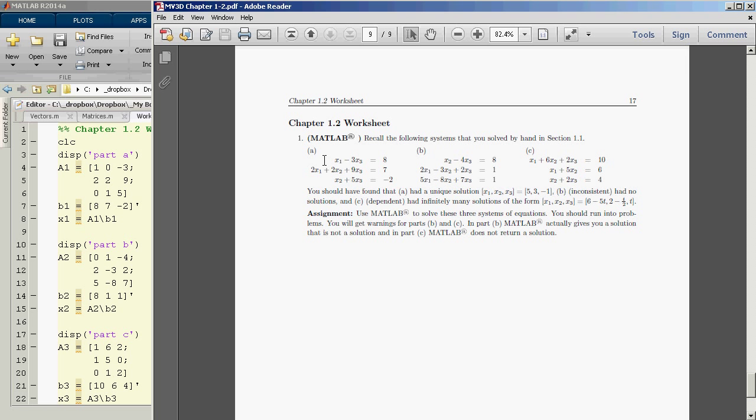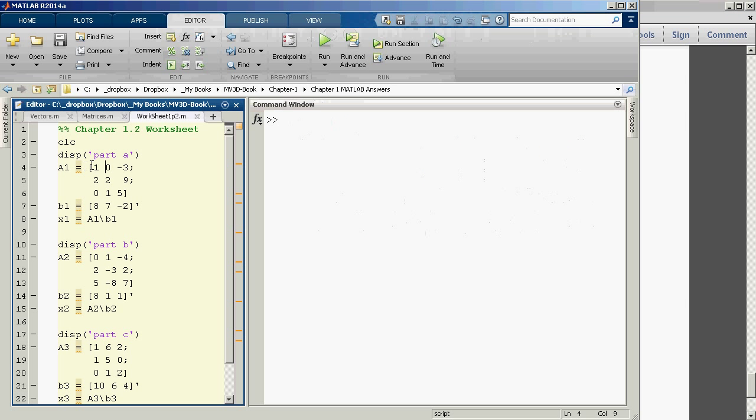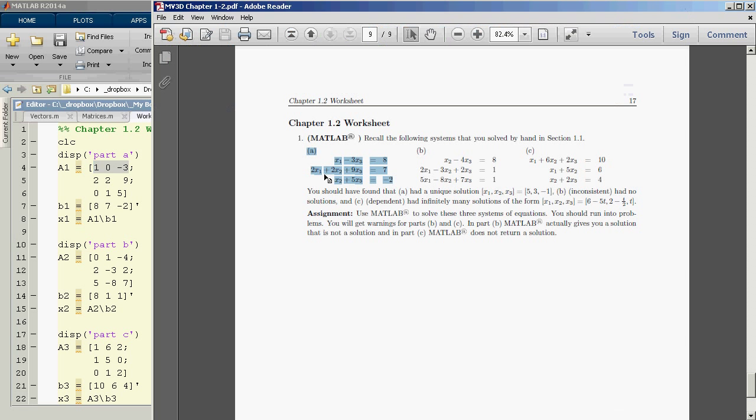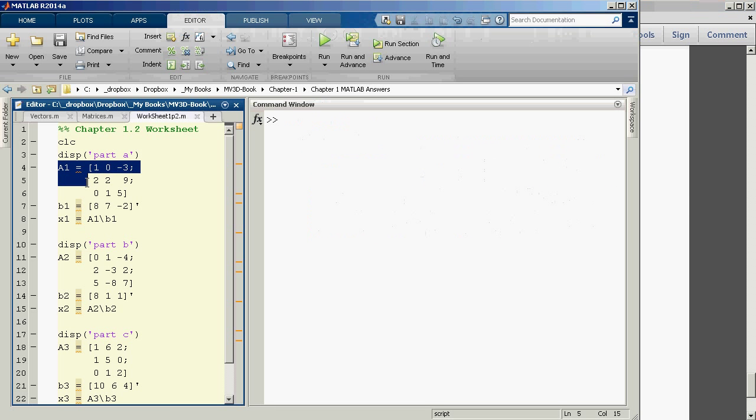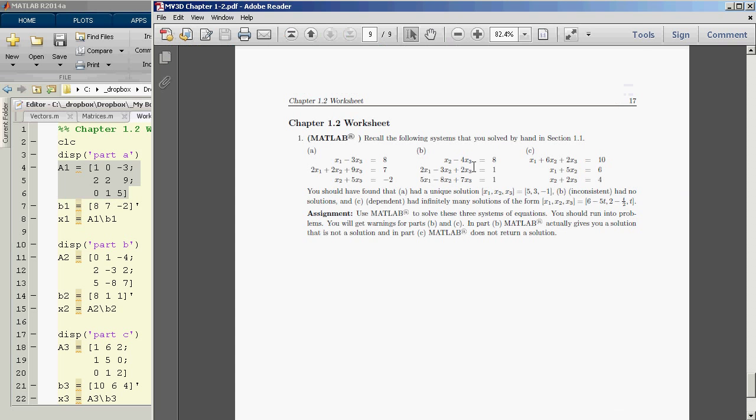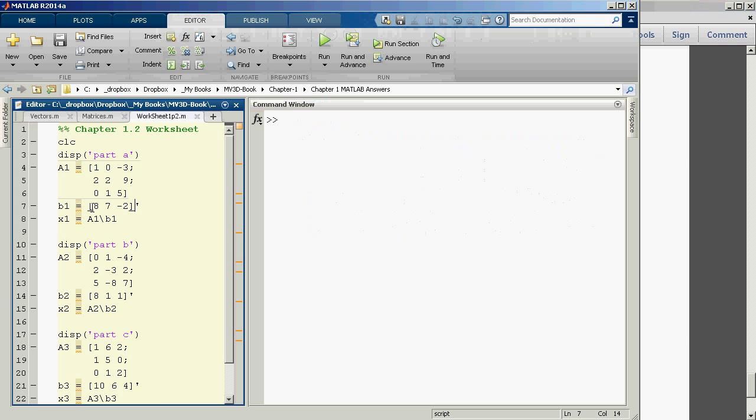Okay, so let's work with this first problem. Here's our system. If you look at the coefficient matrix for this system, the first row is 1, there's no x2 so a 0, and a negative 3. The second row is 2, 2, 9. And the third row is 0, there's no x1, 0, 1, 5. So the coefficient matrix associated with this system is this A1 that I have written in a MATLAB file. The right-hand side for this system has an 8, a 7, and a negative 2 in a column vector. That single apostrophe, or single quote, takes the transpose, so it is now a column vector.